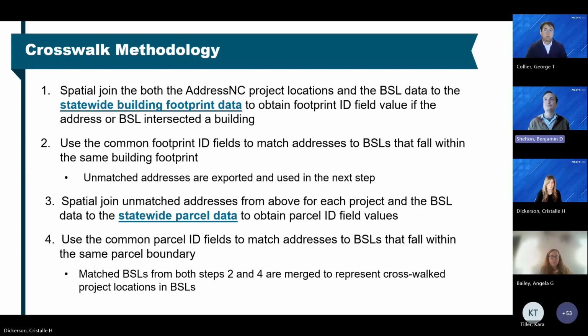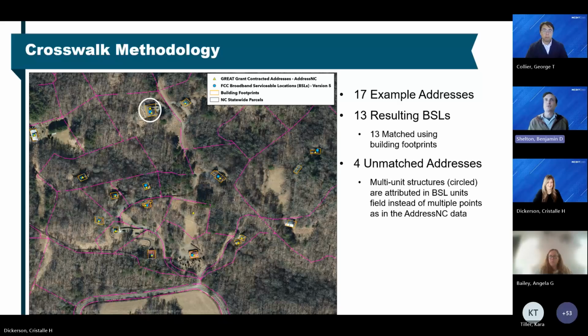Next slide, please. Here's a quick example of one area. In this map, you have the address NC locations of the project in the yellow triangles. And then the blue dots behind that are the results of the crosswalk into BSLs. So in this, you can see there are many of them matched on a building. So there's a BSL and an address on the same building. And that's really the best case scenario, because then it's a clean match. We know this is the same structure, the same location, and it's easy to crosswalk.